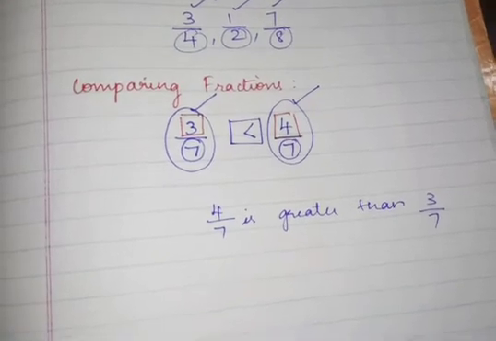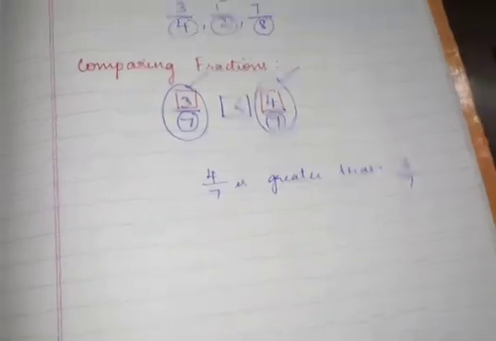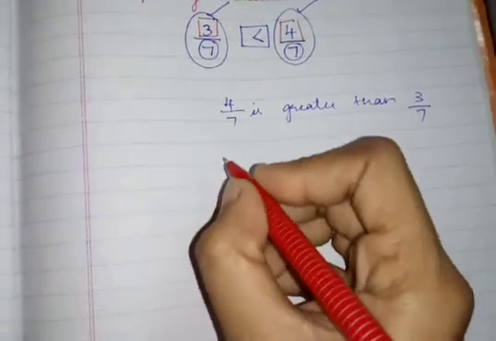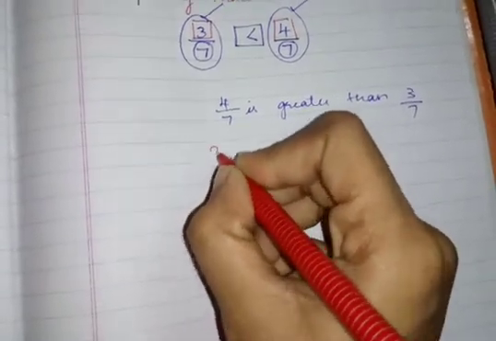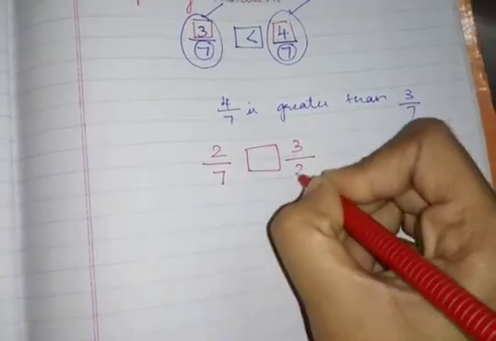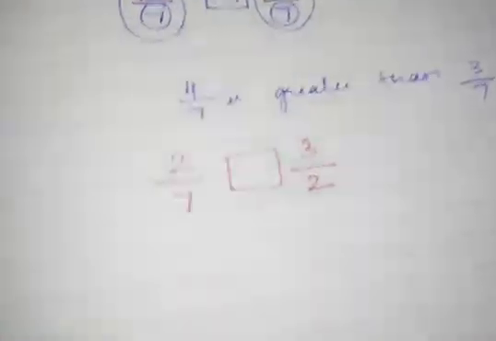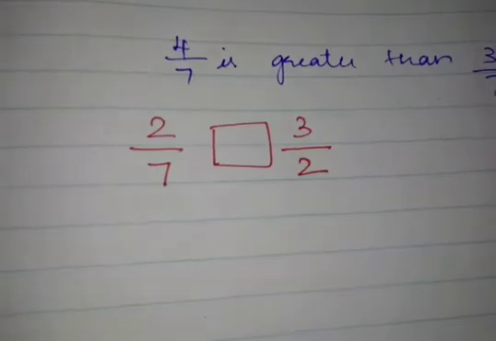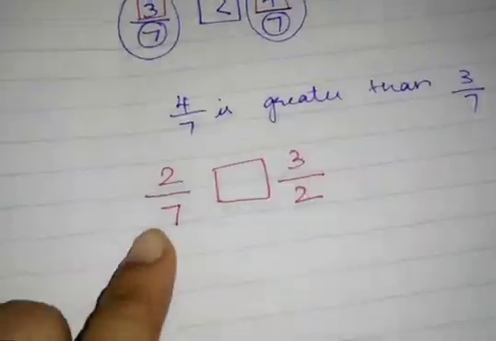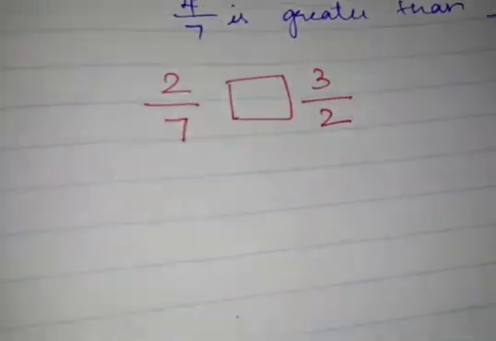Next, I'll teach about comparing unlike fractions. Unlike means what? The denominators will be different, right? Now we have to compare 2 by 7 and 3 by 2. Are these two fractions like fractions, children? No, of course not. Why? Because the denominator here is 7 and here is 2. So both fractions are unlike fractions.